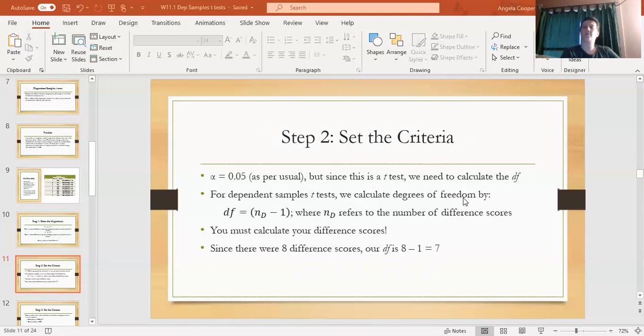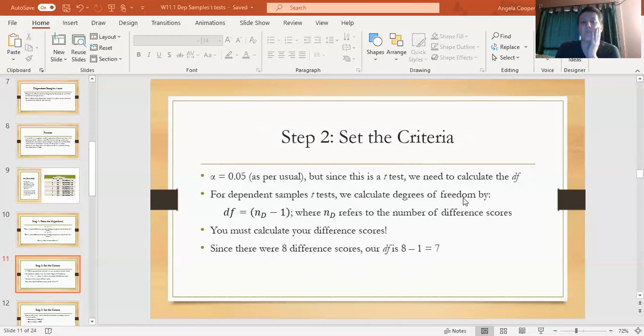As per usual, our alpha is set at 0.05, but since this is a t-test, we need to calculate the degrees of freedom, as we do for all t-tests. Just like there is a slightly different way to calculate degrees of freedom for independent samples t-tests and for one sample t-tests, there's a slightly different notation for dependent samples t-tests. However, it's similar to a one sample t-test in the sense that you're taking the sample size of the difference scores. So just how many difference scores do you have?